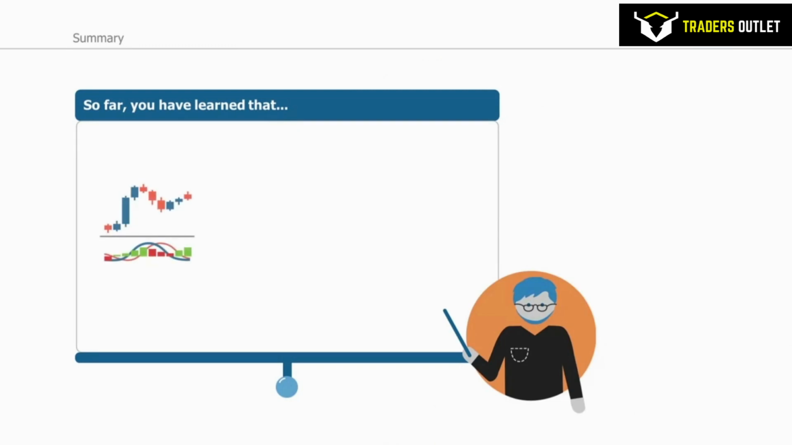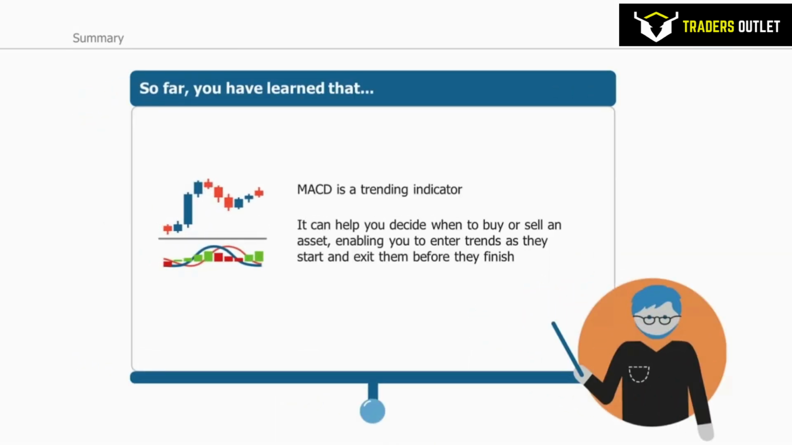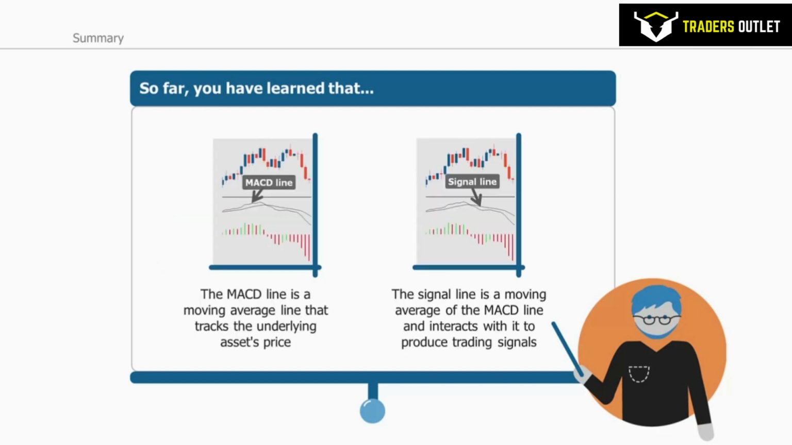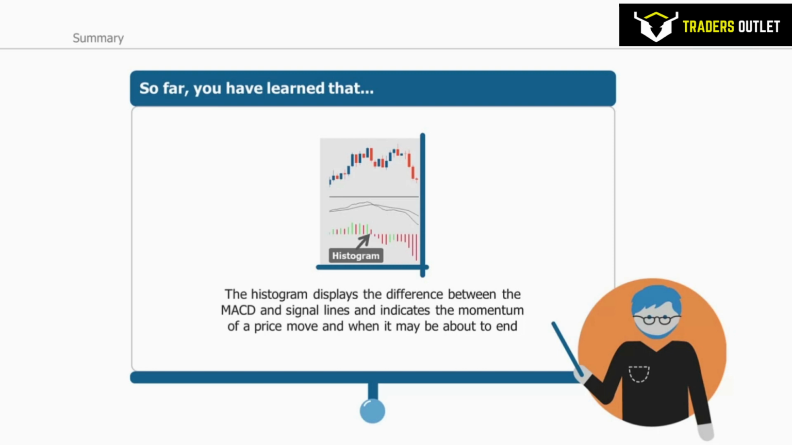So far you have learned that the MACD is a trending indicator. It can help you decide when to buy or sell an asset, enabling you to enter trades as they start and exit them before they finish. The MACD line is a moving average line that tracks the underlying asset's price. The signal line is a moving average of the MACD line and interacts with it to produce trading signals. The histogram displays the difference between the MACD and signal lines and indicates the momentum of a price move and when it may be about to end.